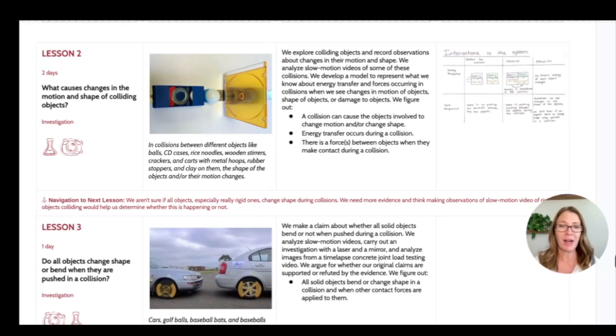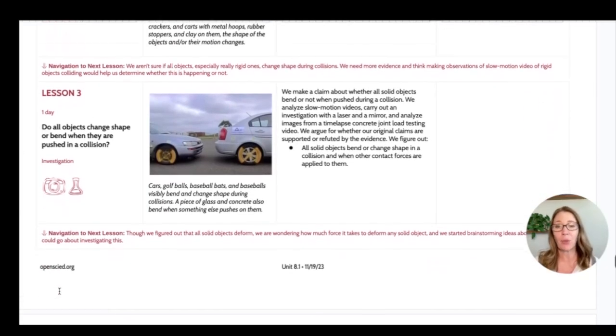And so we figure out a few things, but we are really not sure what happens to the shape of all objects. We can see maybe a metal hoop will bend when there's a collision, but we can't really see if the CD case bends. We can see that it cracks maybe, but we can't see that it bends. So we're wondering, do all objects change shape when they are bent or pushed in a collision? So that moves us into lesson 3.